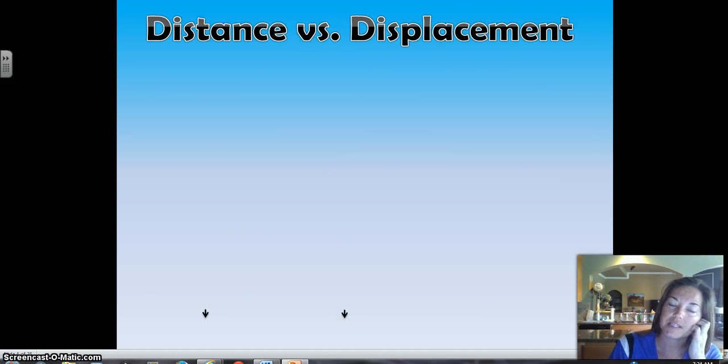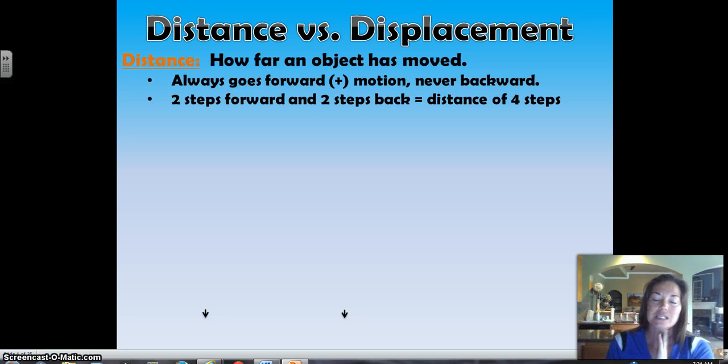Now, there are two words that I want you to be able to distinguish between, and that is distance versus displacement. Distance is how far an object has moved.